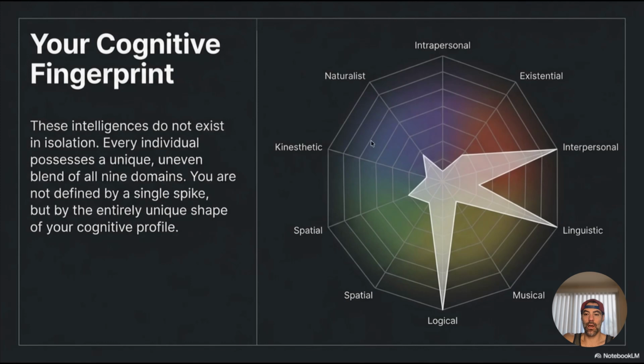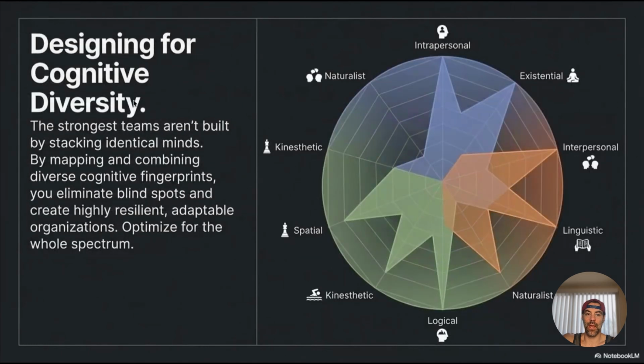So you can see your cognitive fingerprint is going to be how you connect uniquely with these different forms of intelligences. And then when we're talking about cognitive diversity, that's just this concept that, again, as we utilize more of the different variety of the spectrum that's going to be available to us as humans and as a collective, we're combining diverse cognitive fingerprints, eliminating blind spots, and creating highly resilient, adaptable organizations, optimizing for the whole spectrum. Okay, so there you have it, guys. Just a quick walkthrough. And what you can see is, at least take away how you can relate to this yourself.